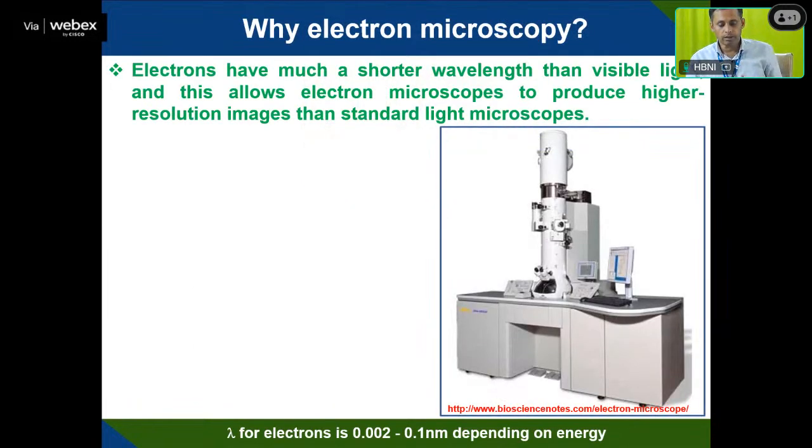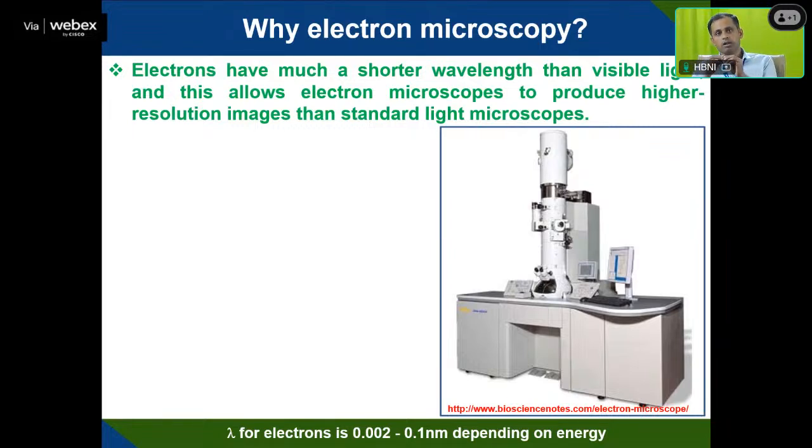But if you want to see a small object, it's not possible using the optical microscope. For that you need the electron microscope. The optical microscope wavelength is, for visible light, 400 to 800 nanometer, or for UV you can take 200 to 400 nanometer, but that wavelength is quite high. If you go to the electron microscope, the wavelength that we are using is much smaller than visible light, and that allows the electron microscope to produce high resolution images.